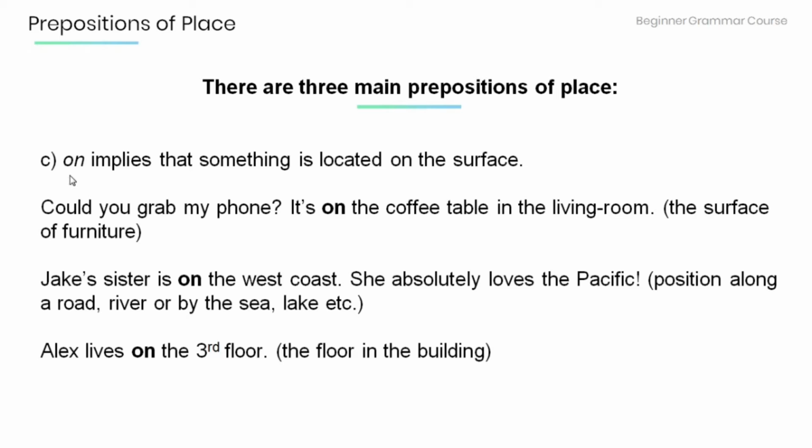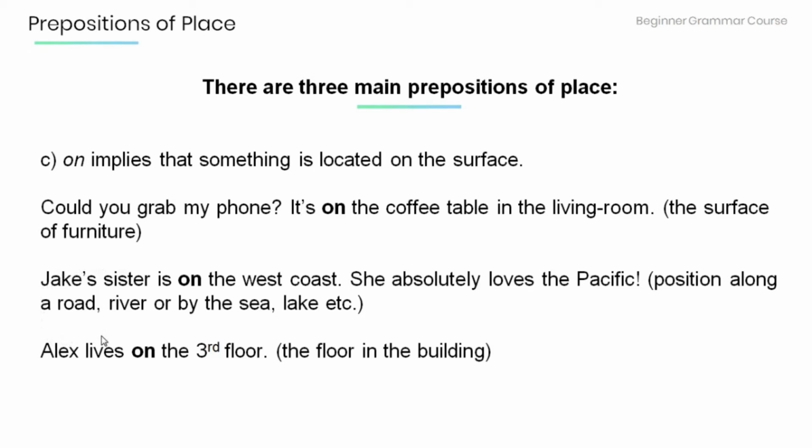C. On. On implies that something is located on the surface. Have a look at the examples below. Could you grab my phone? It's on the coffee table in the living room. Meaning that it's on the surface of furniture, coffee table.